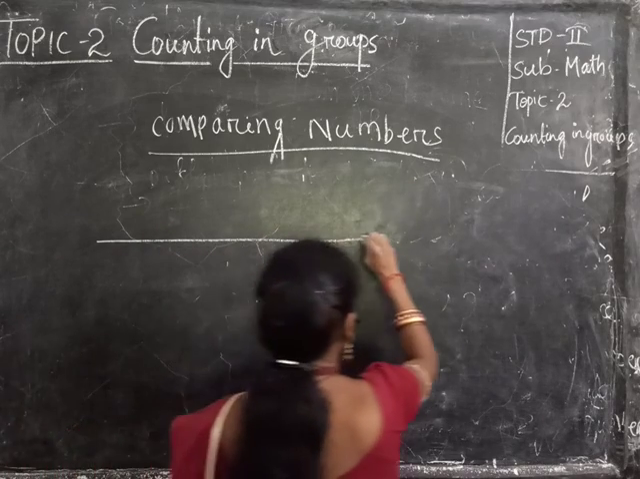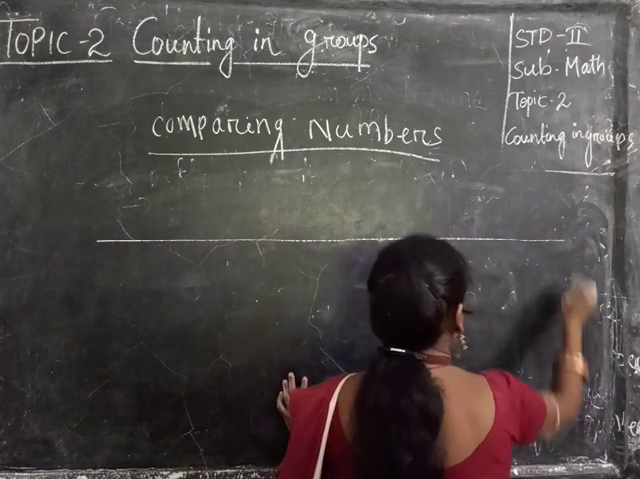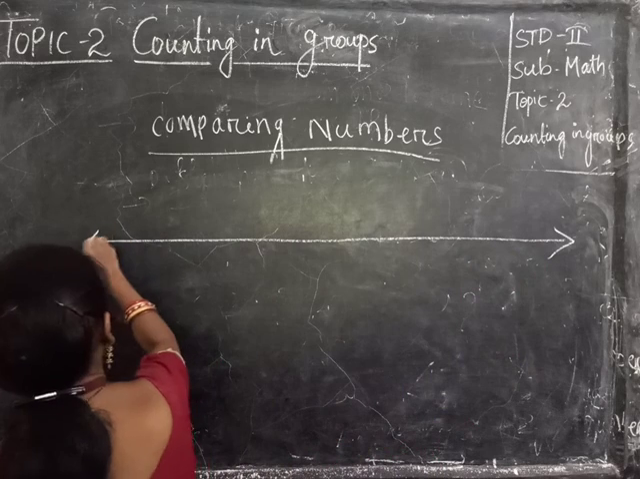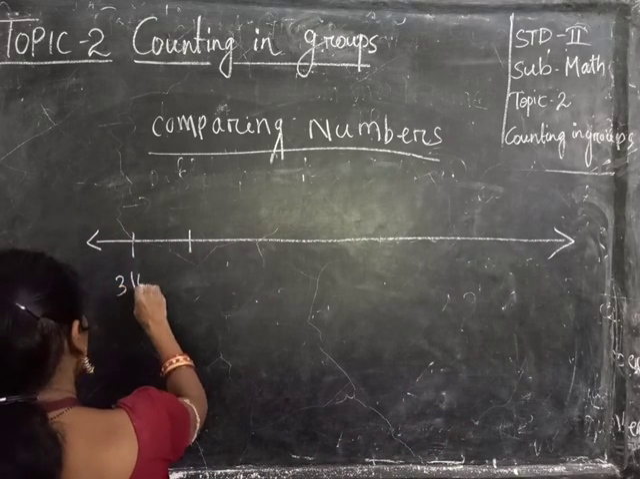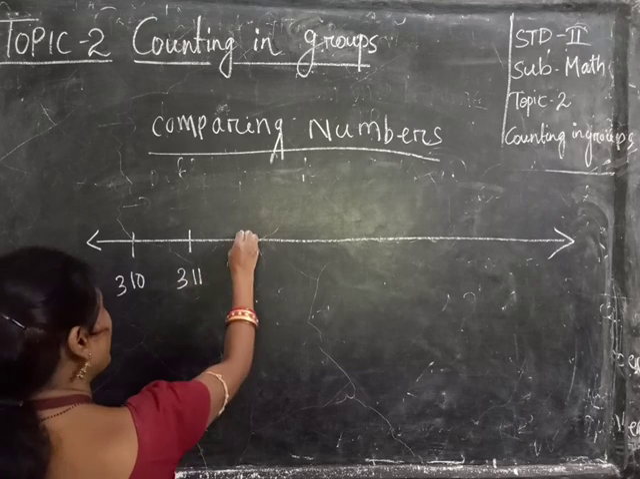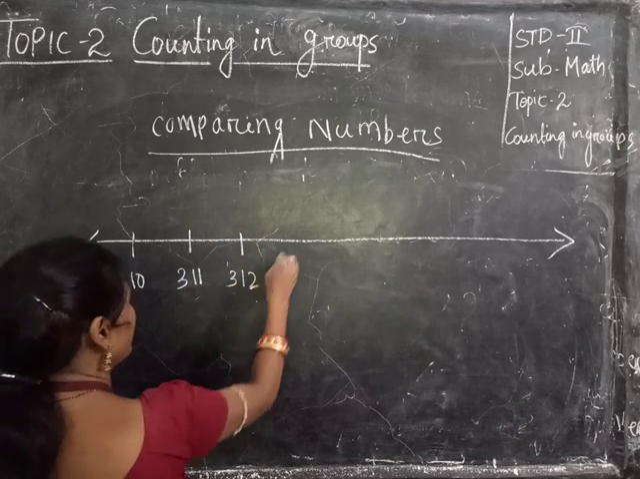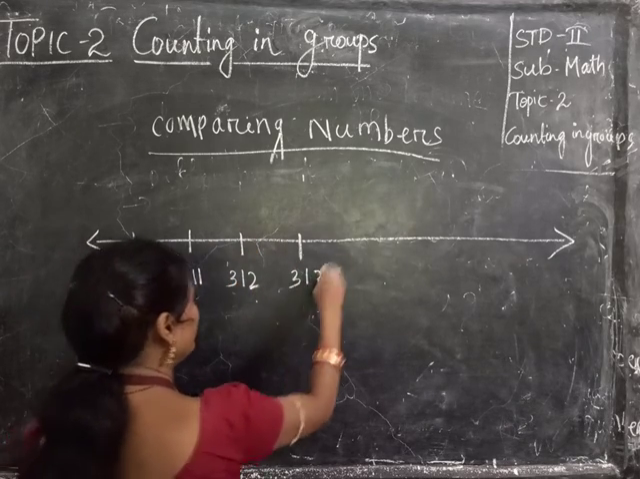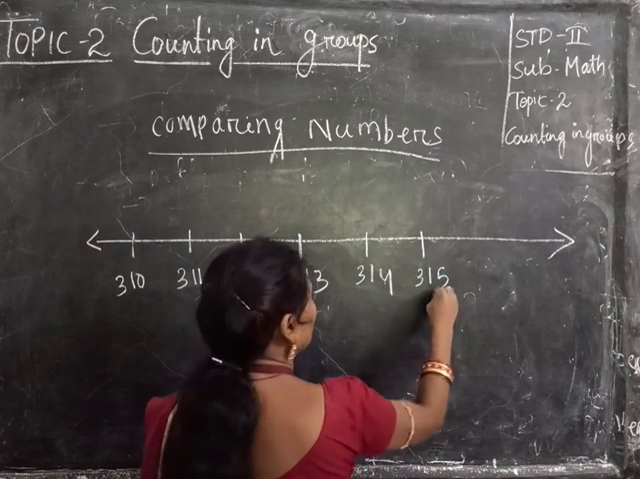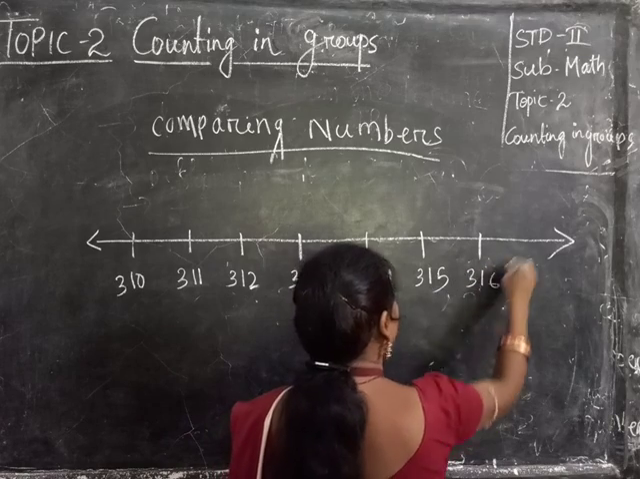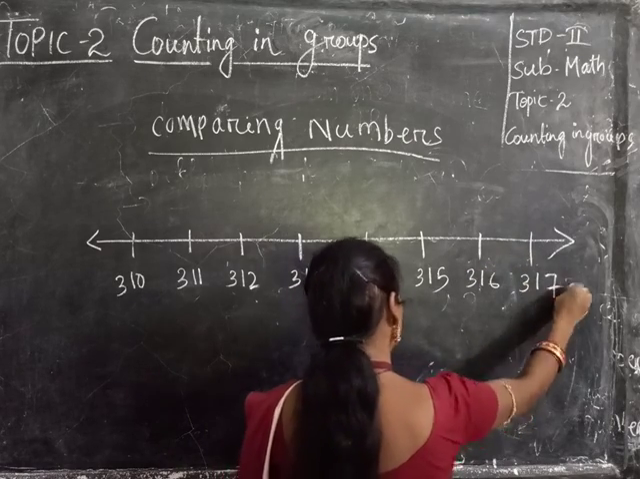First you may put one line. Then you write here number 310. Any number you can write. That means you will not write that 310 is compulsory. 313, 314, 315 and 316. Next is your 317. Okay.